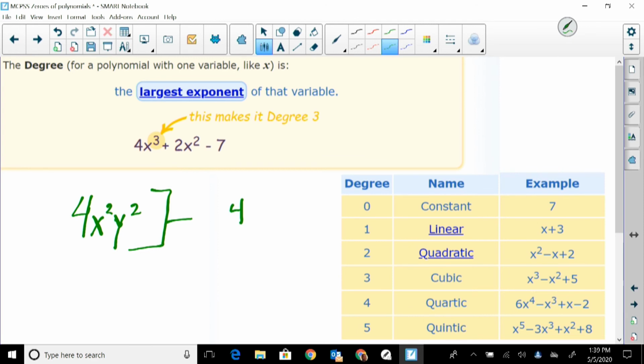And most of the time, you hear up to cubic. After that, we say the number: the degree is 4, the degree is 5. So not to go too fast, let's look at it again. A constant has a degree of 0. A linear term has a degree of 1. A quadratic term has a degree of 2. A cubic term has a degree of 3.